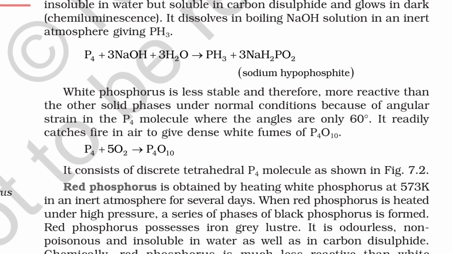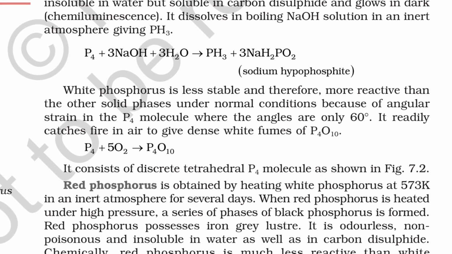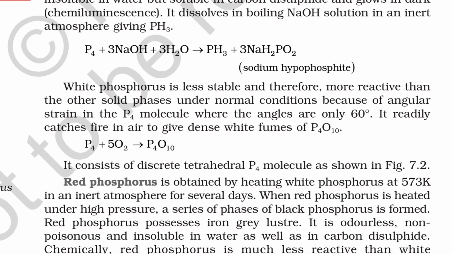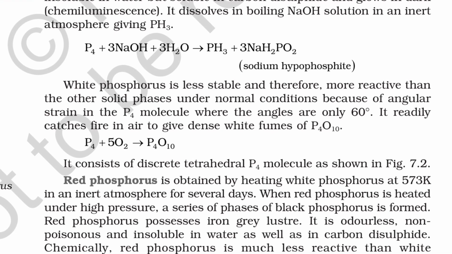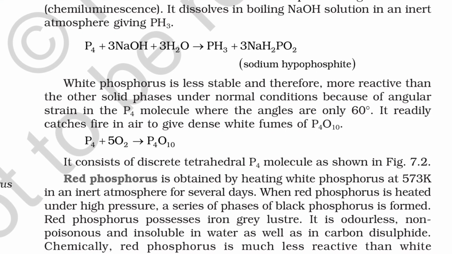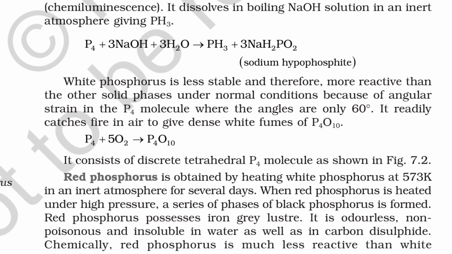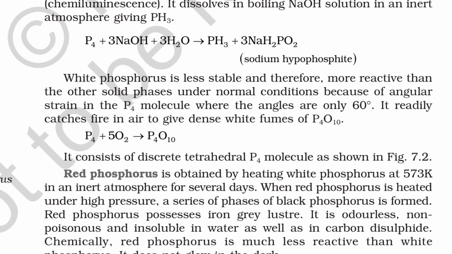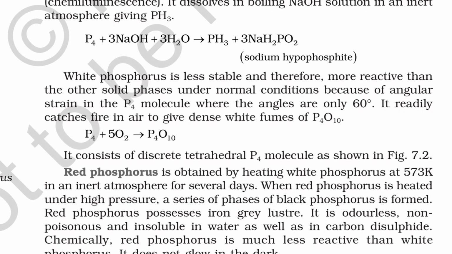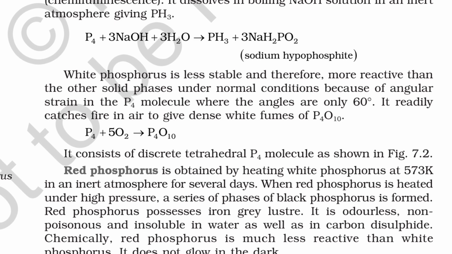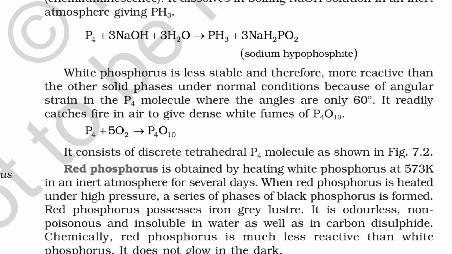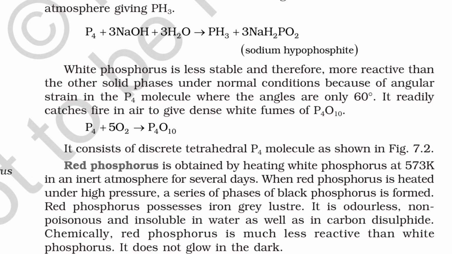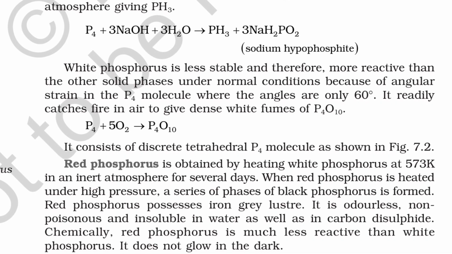Red phosphorus is obtained by heating white phosphorus at 573 Kelvin in an inert atmosphere. 573 Kelvin, remember, in an inert atmosphere for several days. When red phosphorus is heated under high pressure, a series of phases of black phosphorus is formed. Red phosphorus possesses iron gray luster. It is odorless, non-poisonous, and insoluble in water as well as in carbon disulfide. Remember, here it is insoluble in water as well as in carbon disulfide. We were saying white phosphorus is insoluble in water but soluble in carbon disulfide. There is a difference, you see.